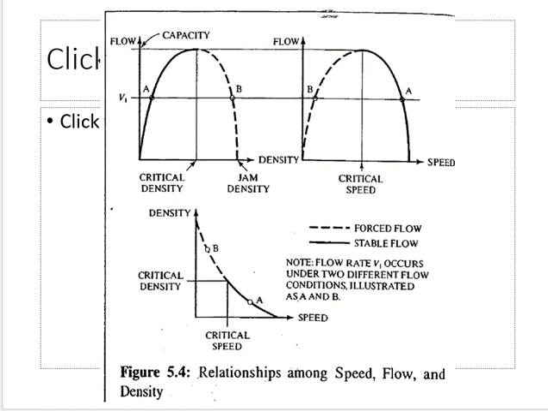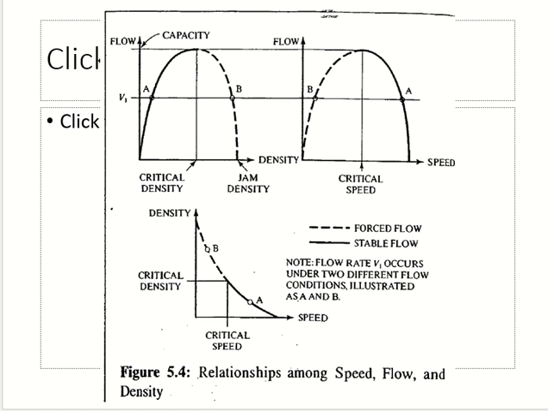And how did we define capacity? Maximum flow. So when the flow reaches maximum, the speed at that point is critical speed, and density at that point is critical density. Okay. In all these three graphs, you see that there is a solid portion and a broken portion, right? They are divided into a solid line and a broken line.